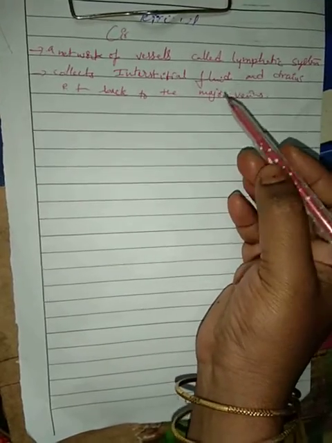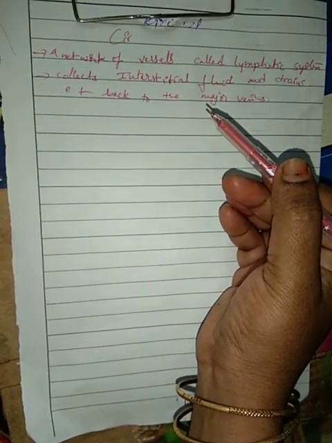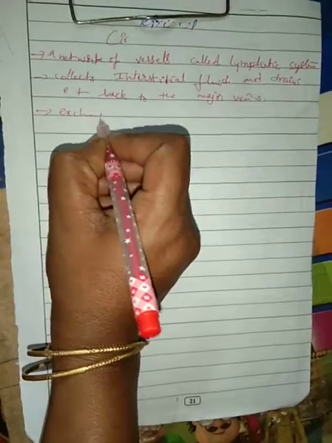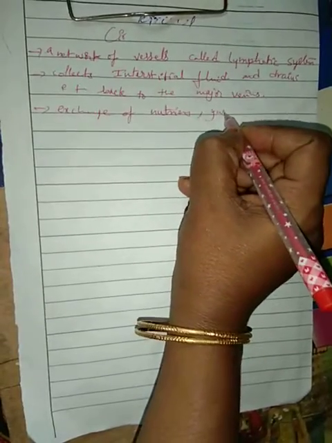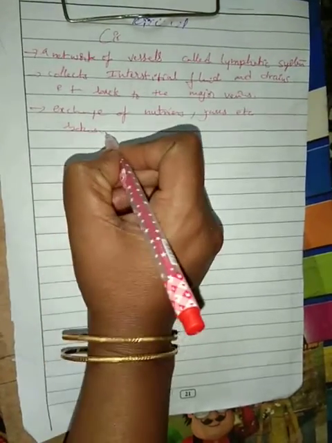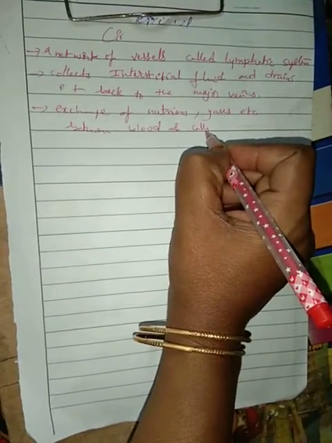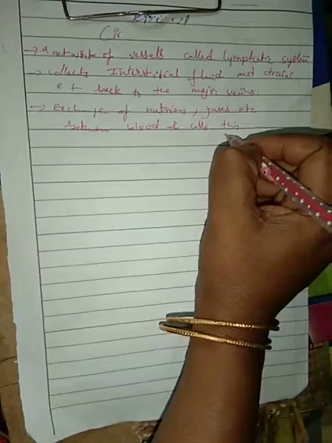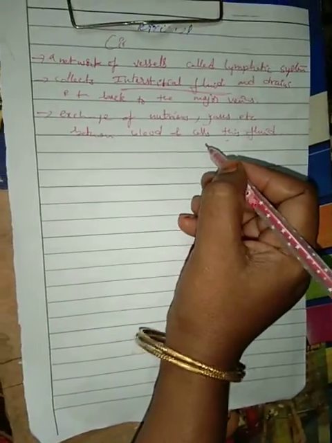The exchange of nutrients, gases, etc. between the blood and the cells always occurs through this fluid. Which fluid? Interstitial fluid.